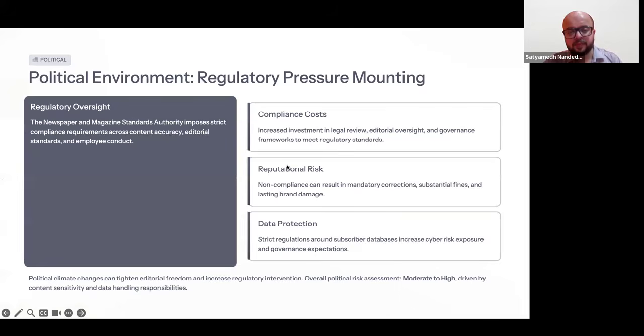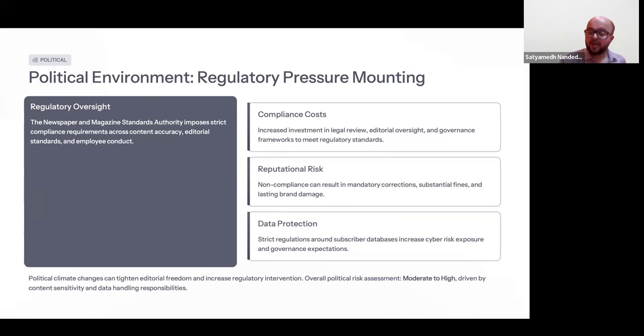Now, talking about the political environment, regulatory pressures are increasing. The Newspapers and Magazine Standards Authority has imposed strict compliance requirements to ensure accuracy and standards and employee conduct. Non-compliance can result in substantial fines, which can cause a lasting damage to the brand.